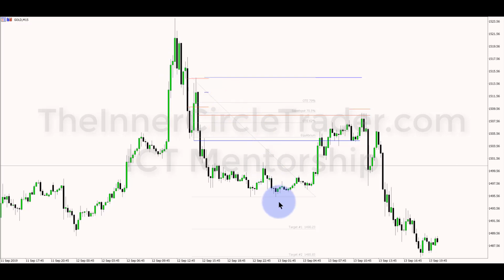Okay. The common question is if I'm using a fib and I want to find equilibrium, or if I want to find optimal trade entry, which swing high should I use? Well, this high to this low is your parent price swing. You always first want to consider that. But then inside of that range, you want to look at how price has rebalanced.